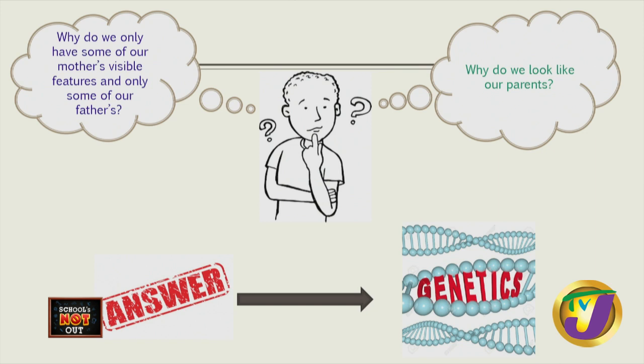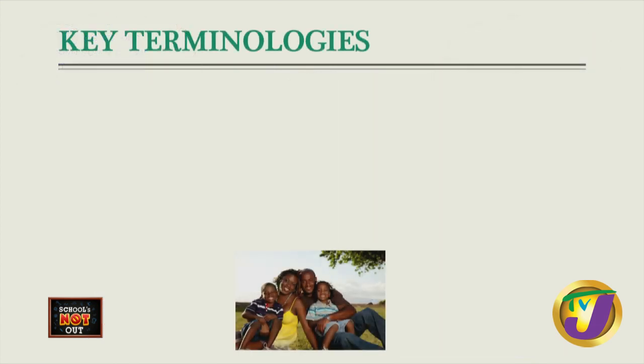We're going to have to understand some key definitions or key terminologies before we can get into the meat of the matter. So the first one, we look at this family right here. And of course, at face value, the children look like the parents. So what is genetics? What is this genetics that we're talking about?